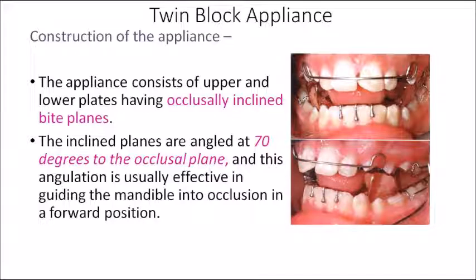Now, other components of the twin block appliance are the modified arrowhead clasp, which we have already seen when we were discussing the removable appliances, which is also called your delta clasp. Now, in addition to that, it also has a ball and clasp. Ball and clasp is placed on the lower anterior region. Please look at the picture. You can see that on the lower anterior region between the incisors you have a ball and clasp, and the upper labial bow can also be added so as to prevent the proclination of the upper anteriors.